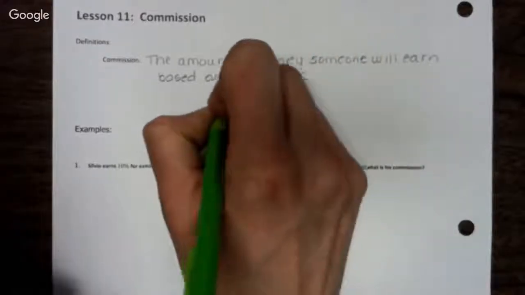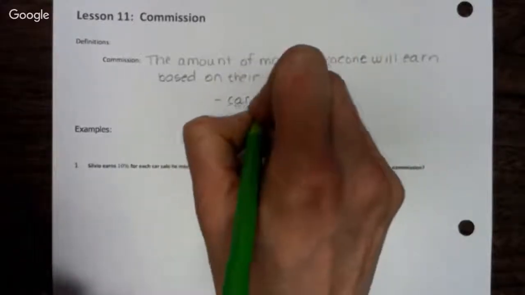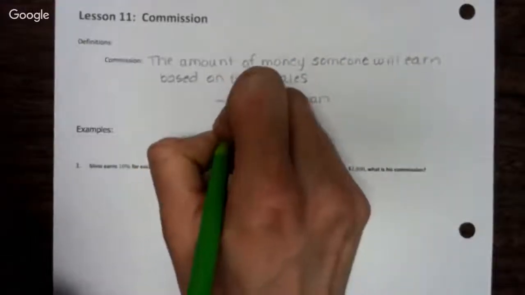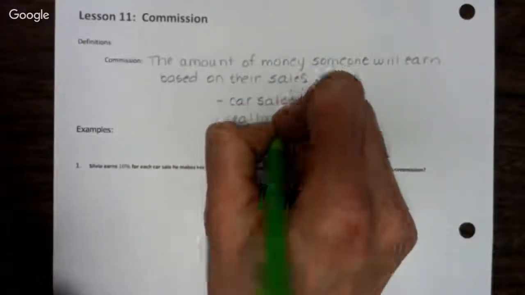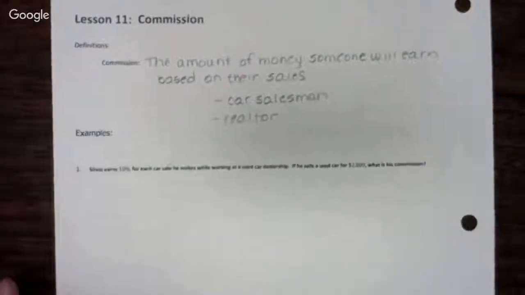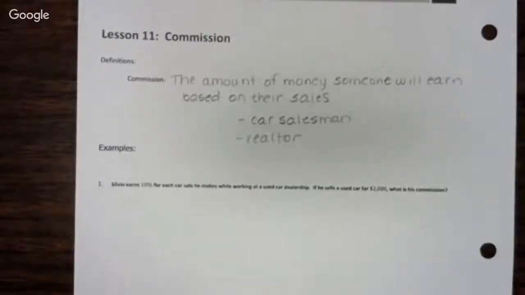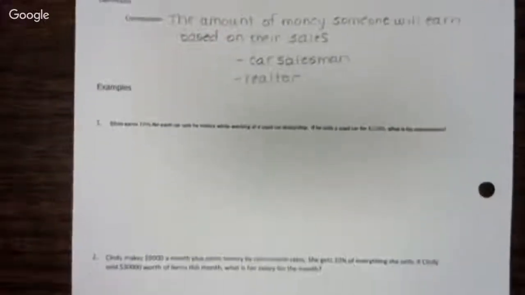So like I just said, car salesmen are usually working on commission. A realtor that sells houses usually works on commission. Some retail stores work on commission, not a lot, but probably the higher end stores. So obviously commission is in the percent unit because they're usually making a percentage of their sales. So we're going to solve for commission the same way we've done every other percent problem. We're going to use part equals percent times whole.